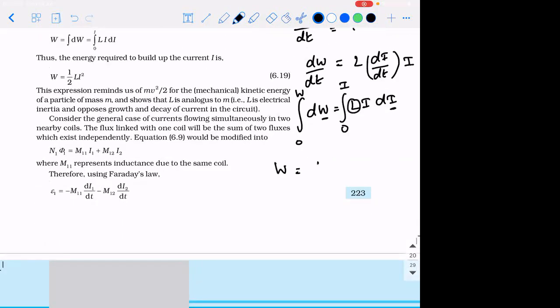L is a constant, so it will come out. L into the integral of I dI is I square by 2. So W equals half L I square, which is the amount of energy that will get stored in the inductor in the form of magnetic field.